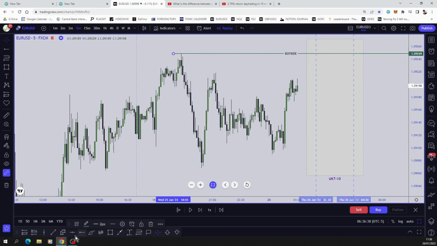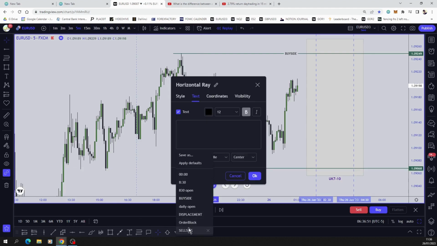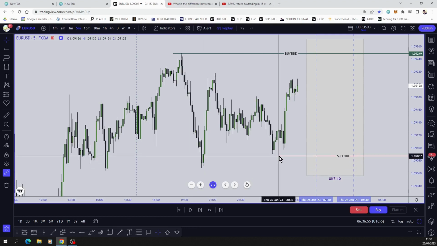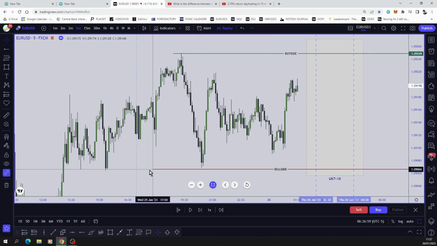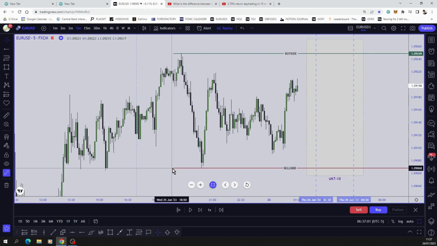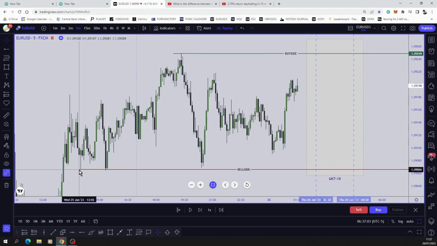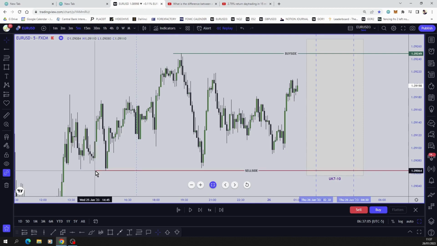What I do next is I mark up my sell side. I'm looking for a significant swing low point to the left of this box. There's one here, and we call that sell side. There is a swing low here, swing low here, and also one over here. So maybe we'll mark the most extreme one, let's say this one here on the chart.